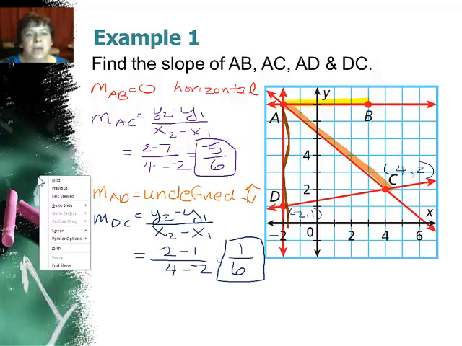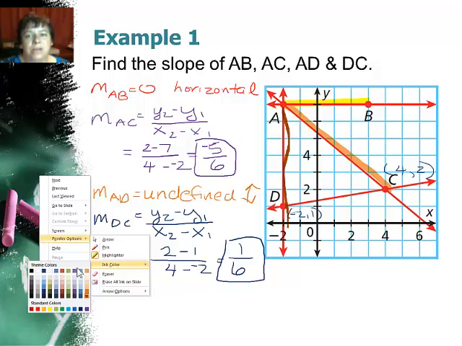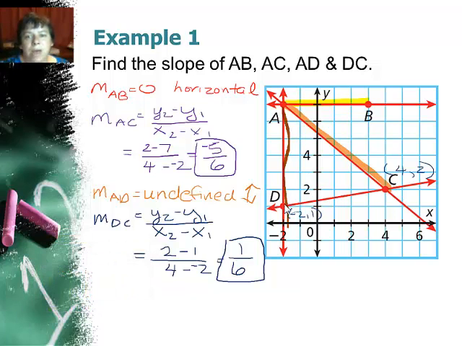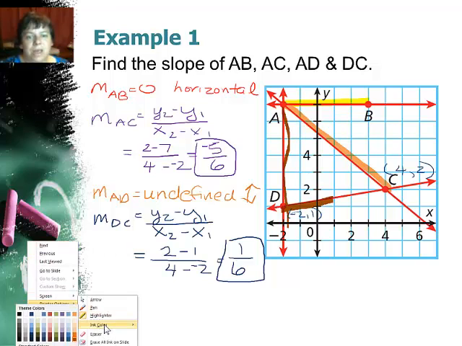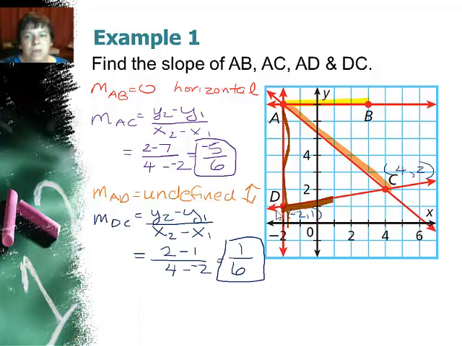Last but not least, we have segment DC. Let me go ahead and change the color here. You can see this segment right here is DC. So we should have a positive slope. I marked here that y2 is 2 and y1 is 1. 2 minus 1 is 1. x2 is 4 and x1 is negative 2, and when I subtract 4 minus negative 2, I get 6. So the slope for this line is 1/6, 1 over 6.